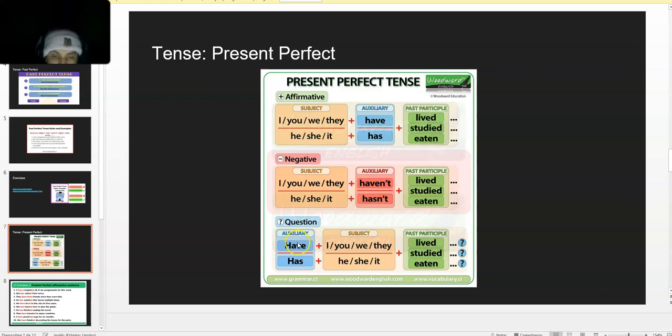And this changes for the question. In the structure of the question, the auxiliary changes to the first position, and the sentence is the same, in the interrogative form. The present perfect is used to say an action that you have done up to this moment.